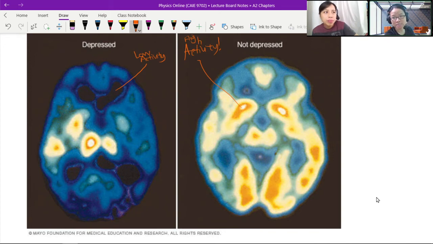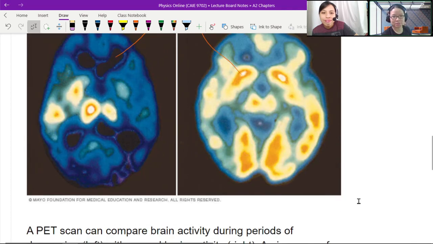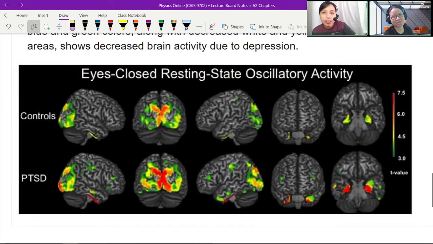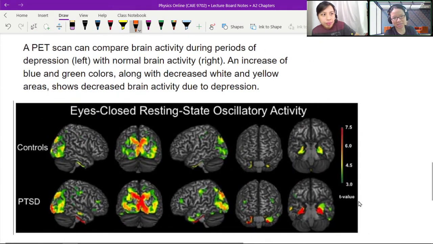So mental illness, the fact that we can find out through scans, and it's way more complicated than that, just showing some pictures. Is there another one there? One more, yes. Wow. Look at this. This is a PET scan, and you can see again the PTSD one just has more brain activity. The brain is just on overdrive.